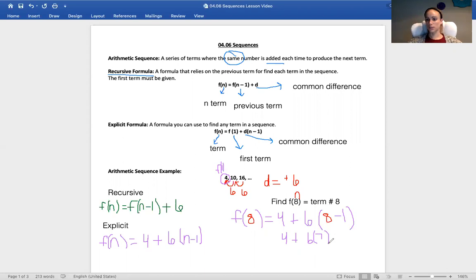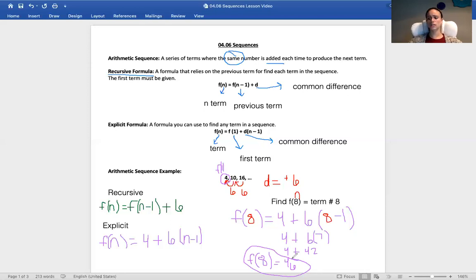Now go down the list in PEMDAS, exponents. Don't have any in this case because it's linear. Now multiplication or division, I have multiplication. So 6 times 7 is 42. So 4 plus 42. And then addition or subtraction, which I do have. So my 8th term, f of 8, is equal to 46. And that is our 8th term of the sequence.